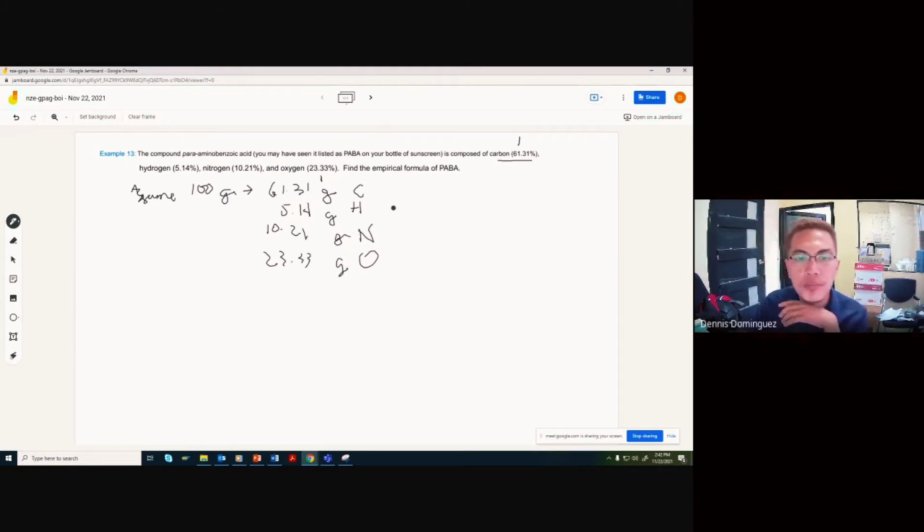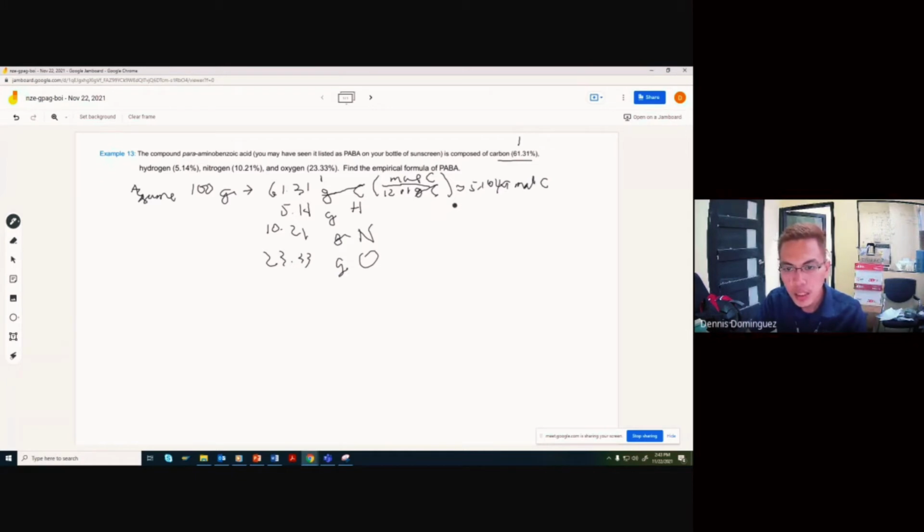So the next step would be to transform each component to its mole. So you multiply by the molar mass. For this one, multiply by 12.01 grams of carbon per mole of carbon, so you get the mole of your carbon. The numerator is grams of carbon, the denominator is grams of carbon. So how many moles of your carbon? 61.31 divided by 12.01, you have 5.1049 moles of your carbon.